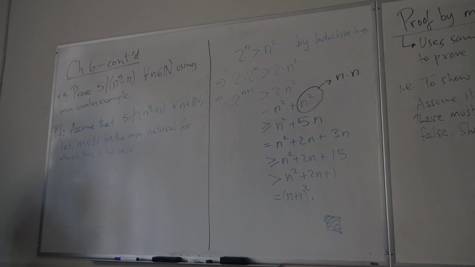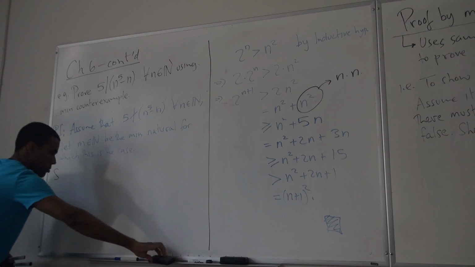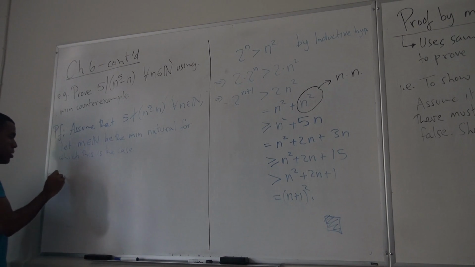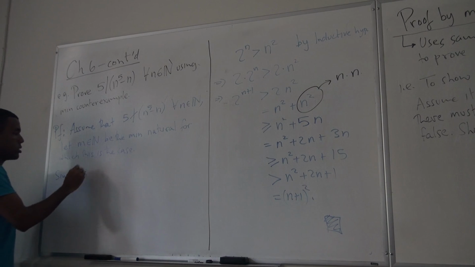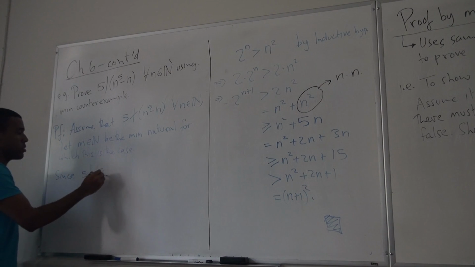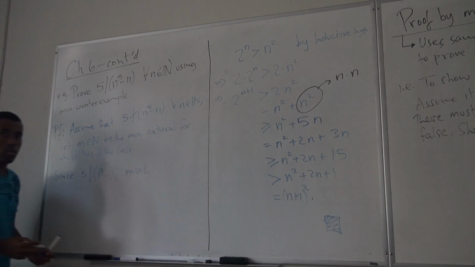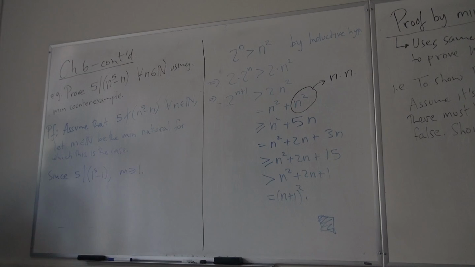The next thing that you want to do is to actually get a minimum for n itself, right? So you want to say n is bigger than this number. So for example, you can say since 5 actually divides 1 to the 5th minus 1, we know that n must be greater than or equal to 1. Right?